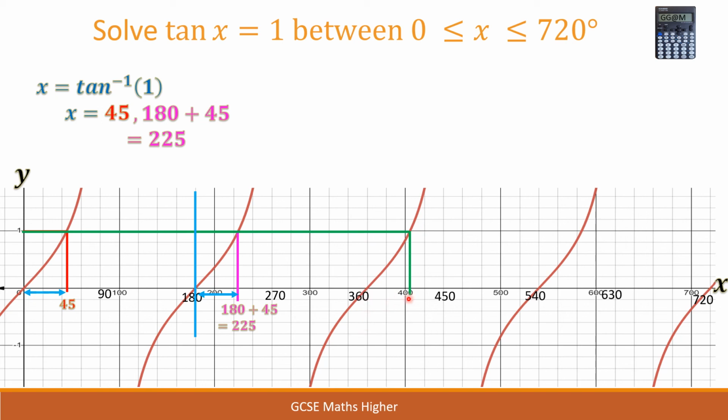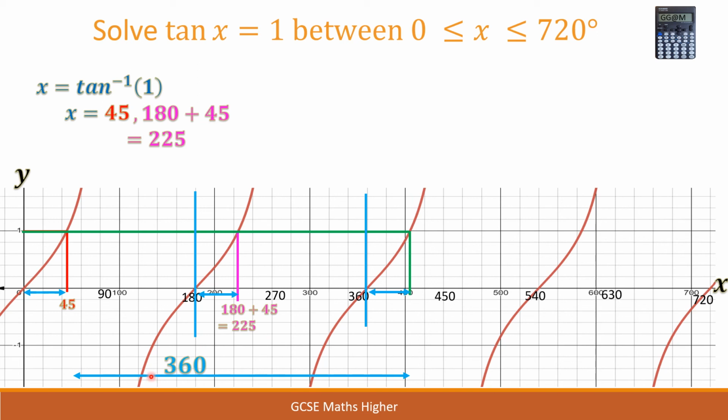Say this gap is 45 again. So draw the line at 360. The gap between is 45. So the gap from here, from 360 all the way up to here, is a gap of 360 because the curve repeats every 360 like the sine curve does and the cosine curve.